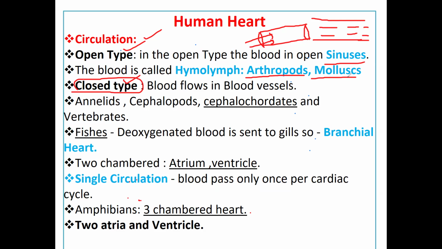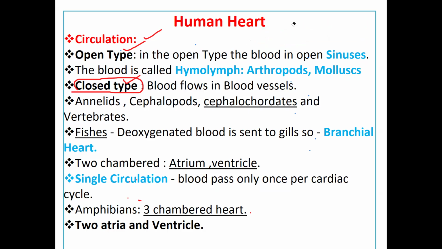But famous are arthropods and mollusks, in which the open type of circulatory system is seen, in which no blood vessels are present. Okay, so in arthropods, blood and body fluid, the extracellular fluid, we generally call lymph.